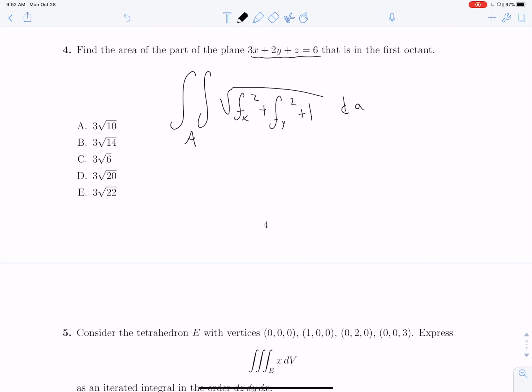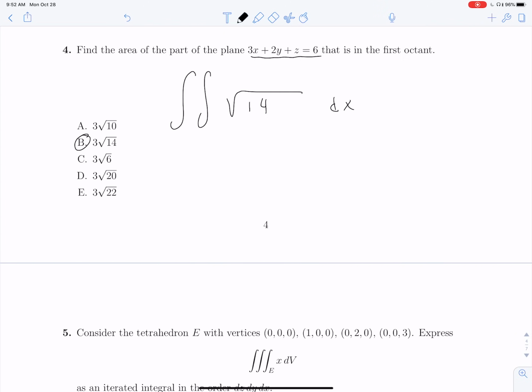This is, I guess, however they write it. So if we actually do that, we'll see that fx is 3. So square that, we're going to get 9. Fy is 2. Square that, we're going to get 4. And we've got to add our 1 on there. So we have a root 14, and automatically you get the answer. But we'll actually solve it out just in case.